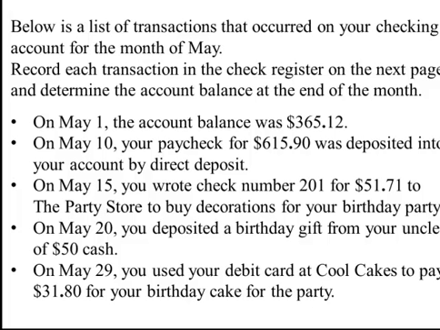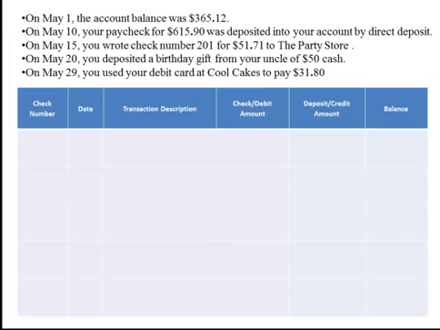Below is a list of transactions that occurred on your checking account for the month of May. Record each transaction in the check register on the next page and determine the account balance at the end of the month. Here is a list of all of the transactions, and on this next page we have the transactions written again with the check register.